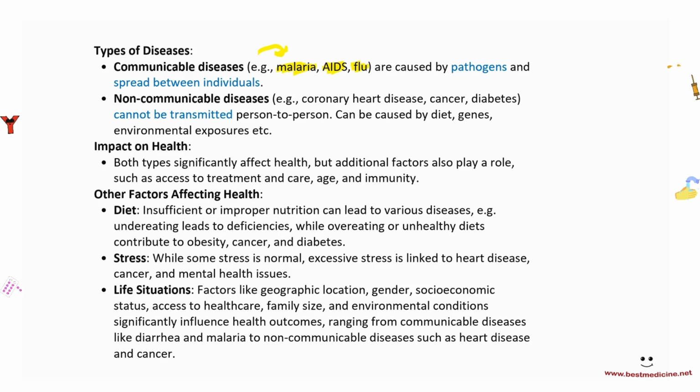Then the other type of diseases are those that cannot be transferred from one person to another, and those are called non-communicable diseases. Examples of these include coronary heart disease, cancer, and diabetes. These are diseases that are caused by diet, genes, environmental exposures, etc. So for example, if a person is exposed to a particular toxic exposure, they develop the disease. But of course, they cannot transfer that disease to another person because the other person is not exposed to that exposure. Same for genetic diseases.